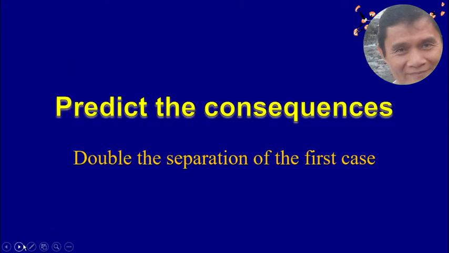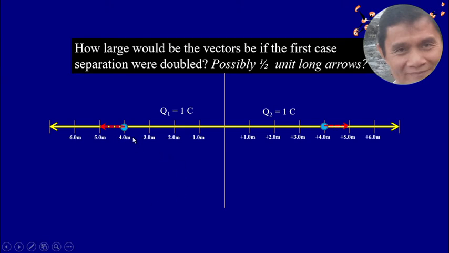So, we predict the consequence of the double, but this time, we retain the charges originally, but we double their spacing. So, instead of 2, let's put negative 4, and the other one from positive 2 to positive 4. So, you doubled the distance. What is the effect? What happens to the charges? How are they going to interact? Will the arrows be half a unit long? Or 1/3? Let's see.